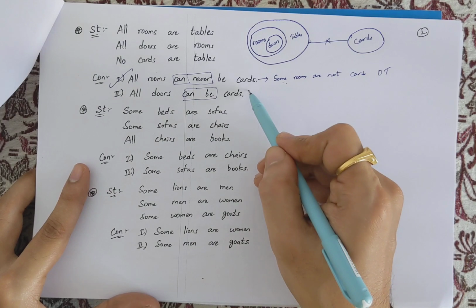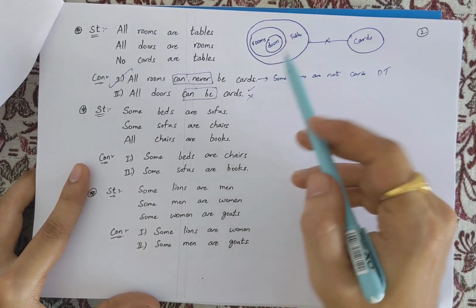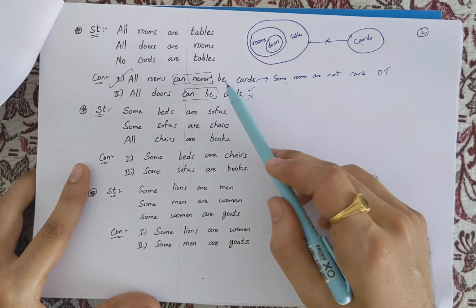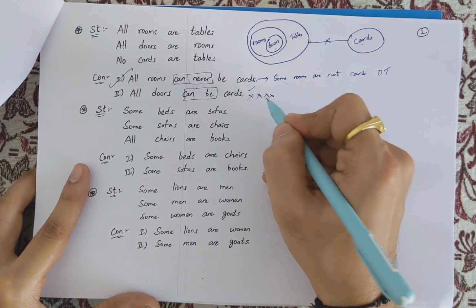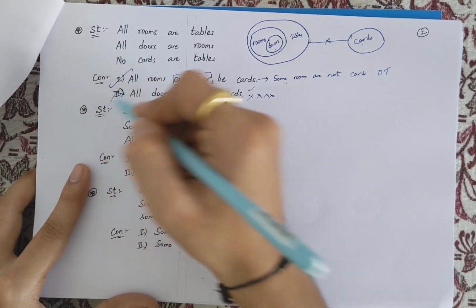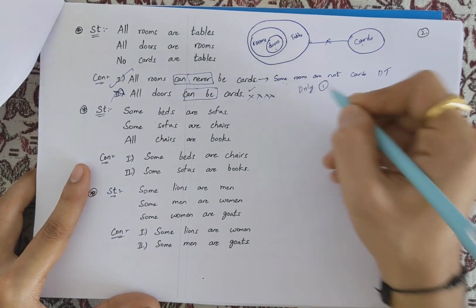And the second one: all doors can be cards. So it's a possibility. We need to prove it as right or prove it as wrong. Where are doors? Doors is here. Cards is here. All doors can be cards? No, we can only prove it as wrong. It is not right. Hence, this is wrong. The answer is only one follows.